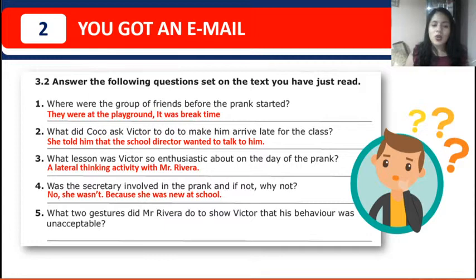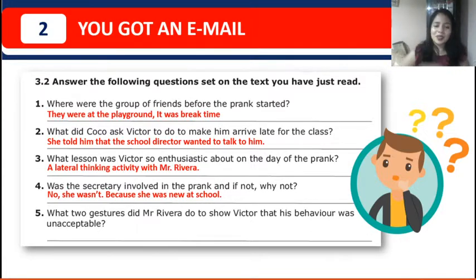There were two gestures. Okay. What two gestures did Mr. Rivera do to show Victor that his behavior was unacceptable? Okay. Remember that Victor was late for class. So the teacher made two gestures. What were they? Remember this?